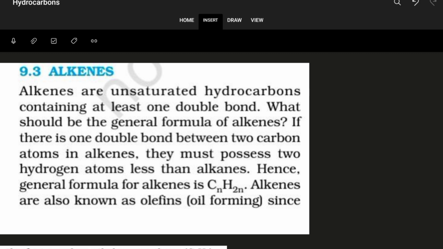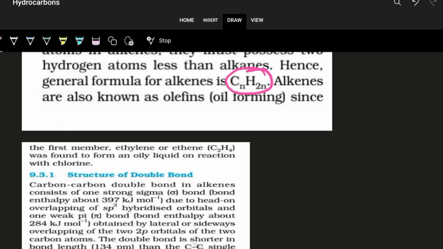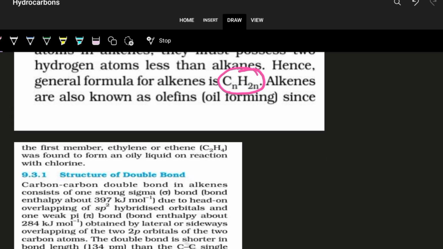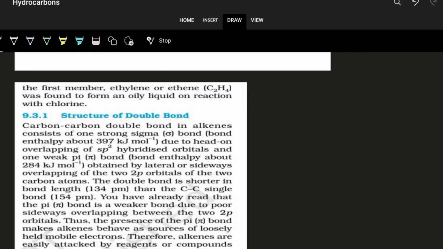This is alkenes, which is a part of the hydrocarbon chapter, and we know that alkenes have the general molecular formula CnH2n. So this is very easy. Just know the general molecular formula. Know that they are also known as olefins. Why? Because they are oil forming. They form oils.